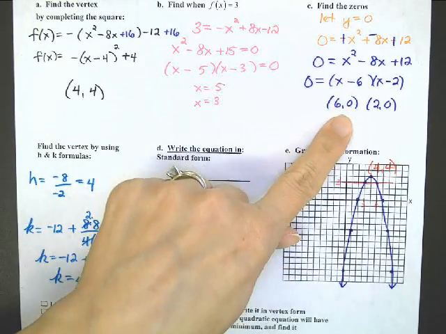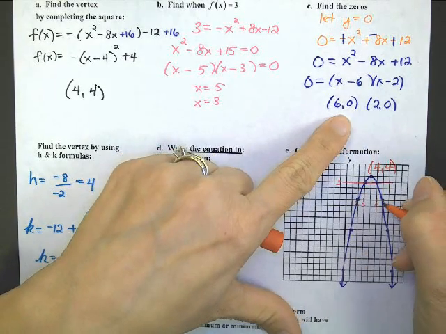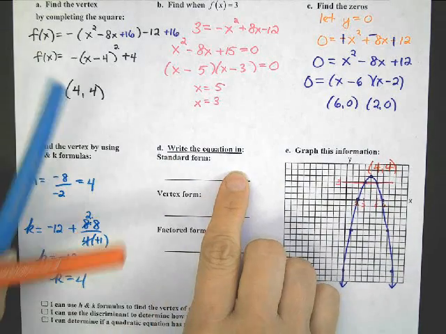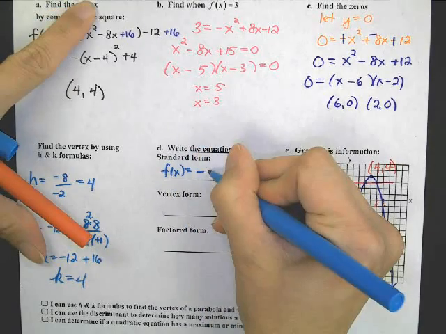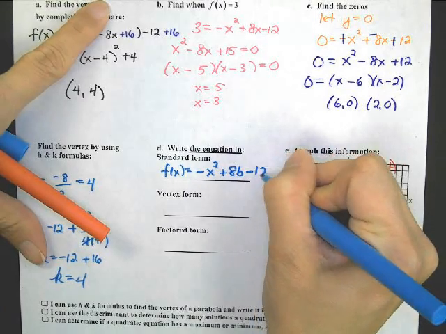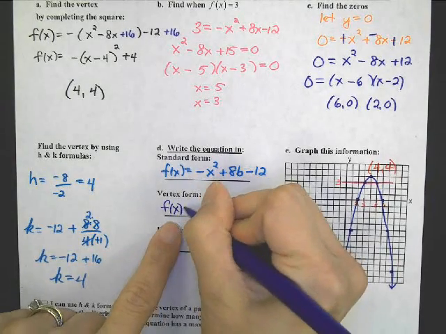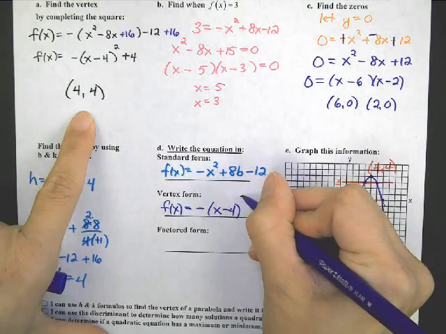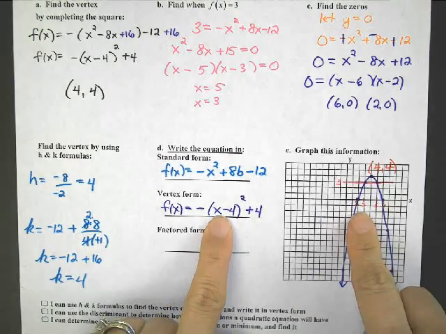How about the zeros? How about the x-intercepts? Do I have one at 2? Absolutely. And I should have one at 6. Perfect. Okay. Standard form is the way that it was given to us. Standard form has the ax squared, the bx, and the c. Vertex form, I need to pull the negative out in front, and then the vertex is x minus 4 quantity squared plus 4. That's vertex form. That's the one that helps us graph.